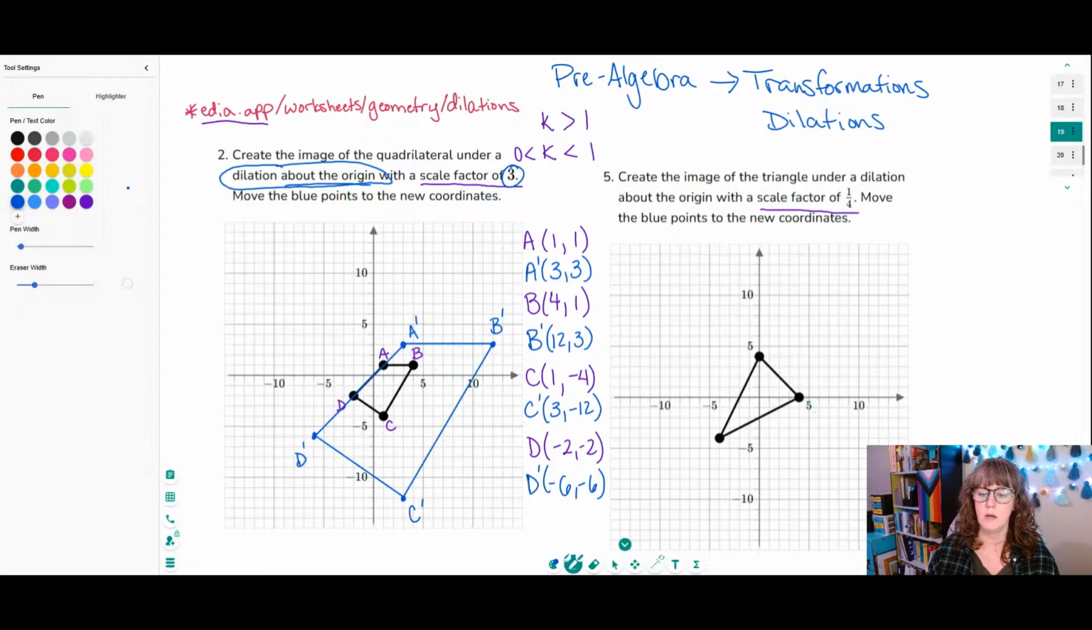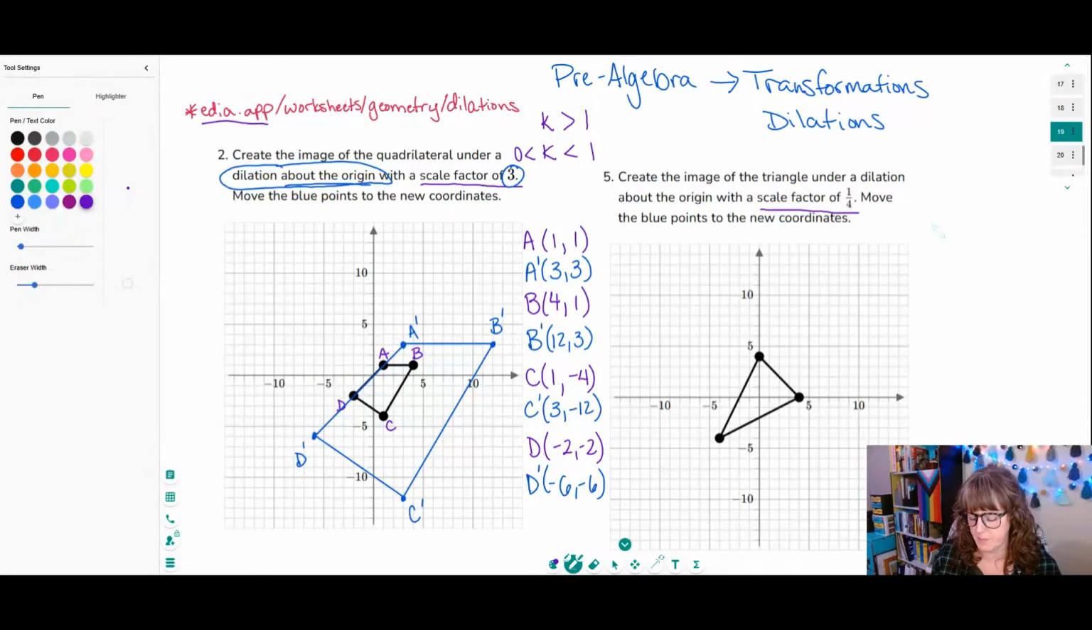We'll see on this next problem, because none of the points nor the lines are going through the origin, it'll all get closer to the origin, but nothing will actually be passing through the origin. So let's actually do that. Let's jump into this problem. So we've got: create the image of the triangle under a dilation about the origin with a scale factor of 1/4. Move the blue points to the new coordinates.